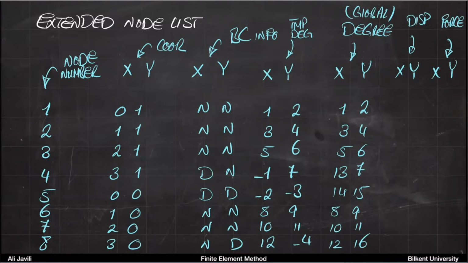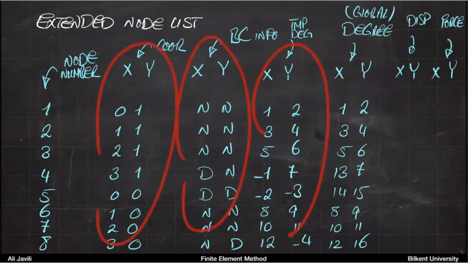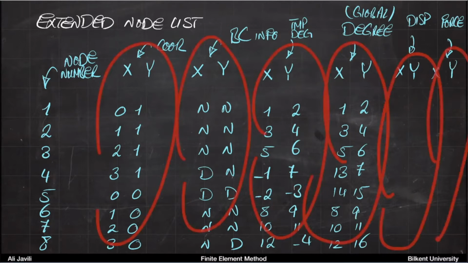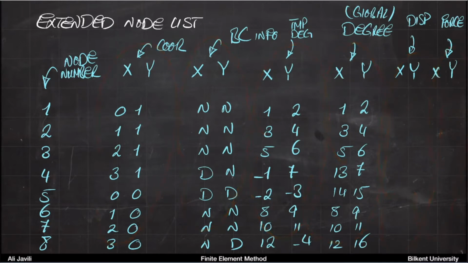Not temporal, temporary degrees. And from that, you can come up with your global degrees for that system. And then also you can imagine that you have also displacement and forces in that system. So if now you count these, it's 1, 2, 3, 4, 5, 6. So it's 6 times 2, that is 12 columns in front of that.